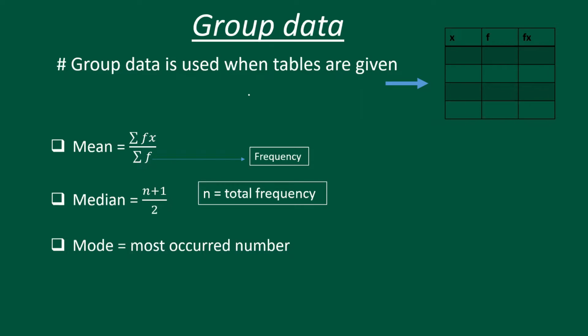Before going to the math, we need to understand at first how to identify if something is a group data. The easiest way to identify a group data is by looking at the tables. If we are given some 2-column or 3-column tables like this, then we can easily understand that it is a group data question and we have to use these 3 formulas. Otherwise, we will go back to our previous methods, which we have discussed in the previous videos.